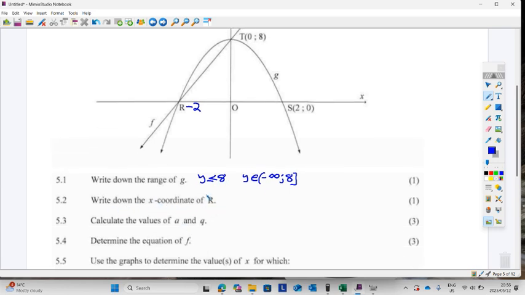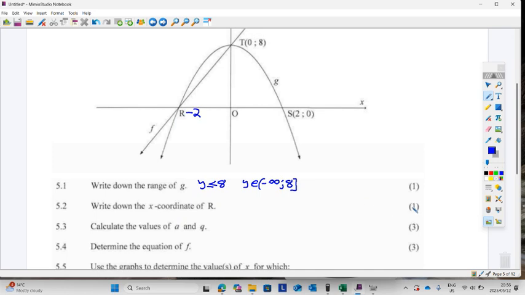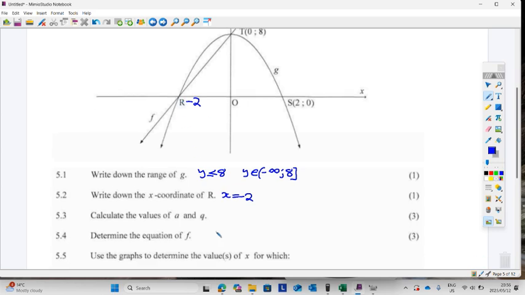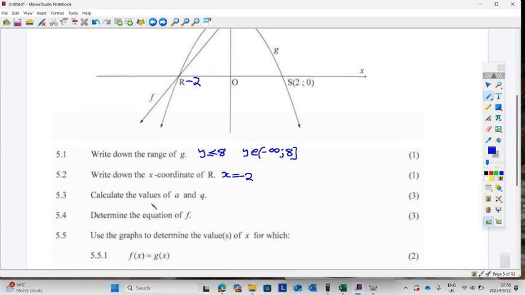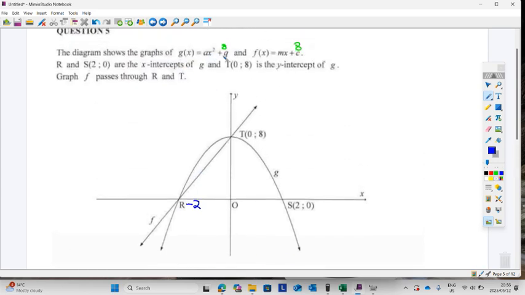Write down the x coordinate of R, that is this one, is just one mark there. Your x there is negative 2, like we said. And then calculate the values of A and Q. There is our A and Q. So y is equal to ax squared plus q. And we have already seen from our diagram that your q is an 8. So y is equal to ax squared plus 8.